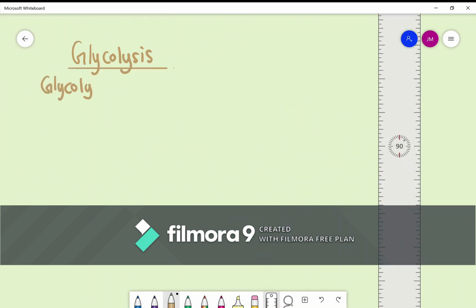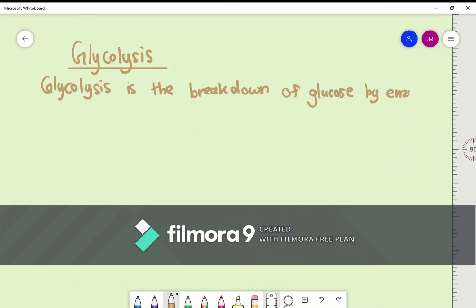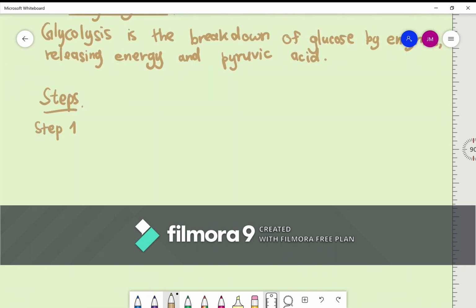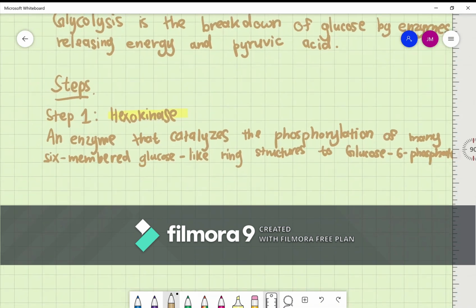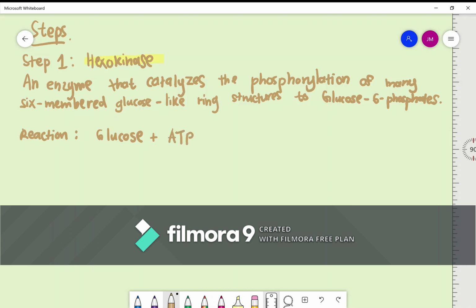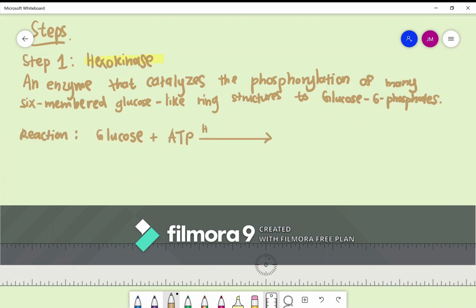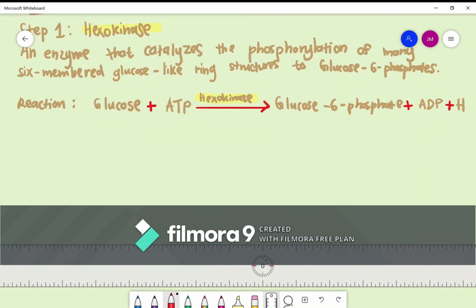Glycolysis. Glycolysis is the breakdown of glucose by enzymes, releasing energy and pyruvic acid. Steps. Step 1. Enzyme hexokinase. It is an enzyme that catalyzes the phosphorylation of many six-membered glucose-like ring structures into glucose 6-phosphates. This is the reaction: glucose plus ATP, through enzyme hexokinase, produces glucose 6-phosphate plus ADP plus hydrogen.